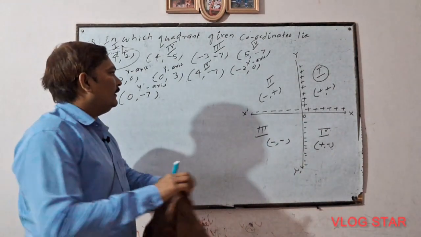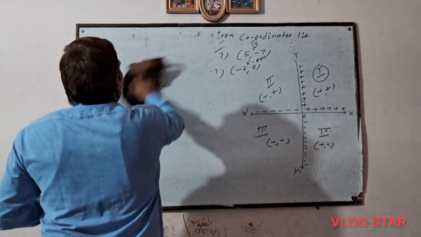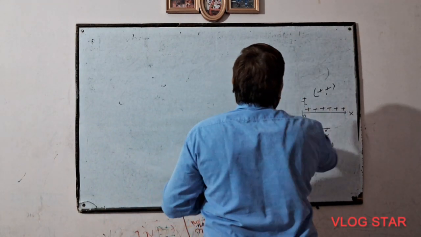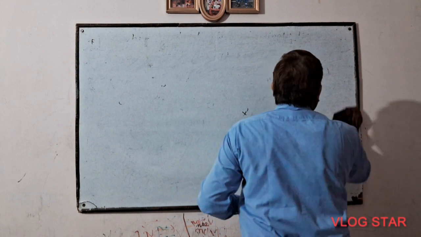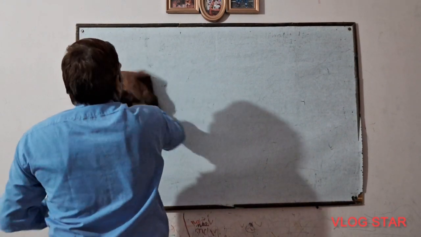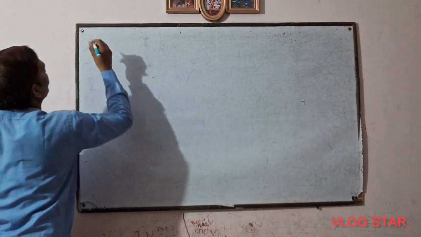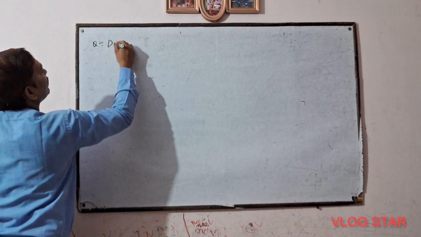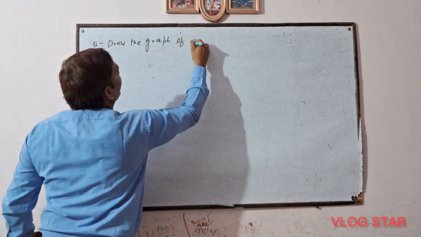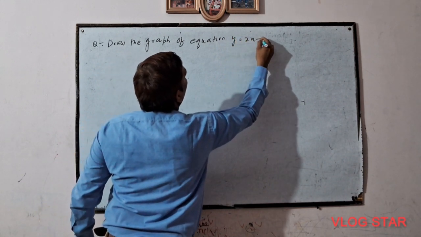Now just see the concept of graph. To draw the graph is very simple and easy. Generally for drawing the graph, first of all we make a table box. Now just see, I am writing the question. Draw the graph of equation y equals 2x plus 3.